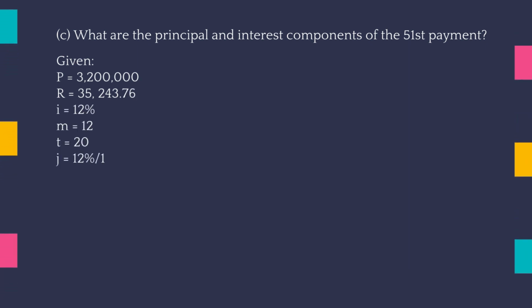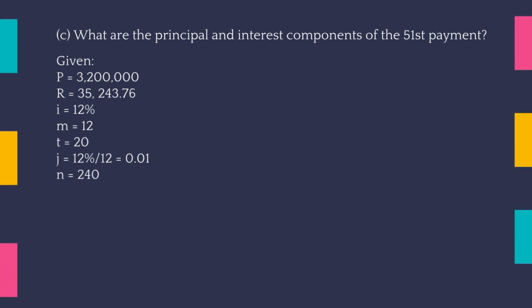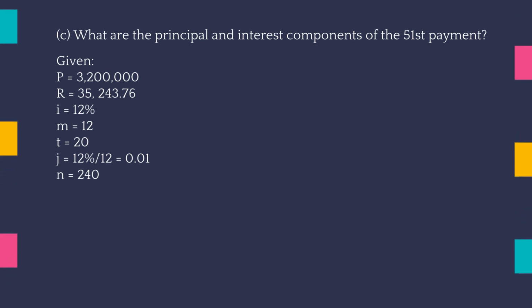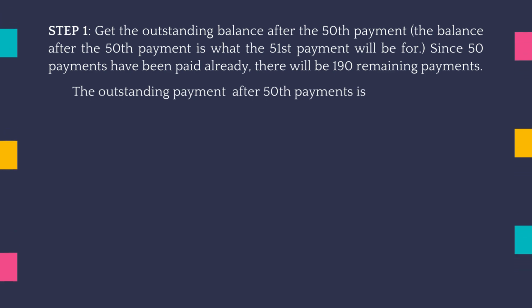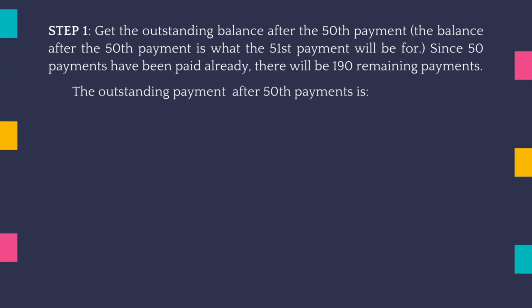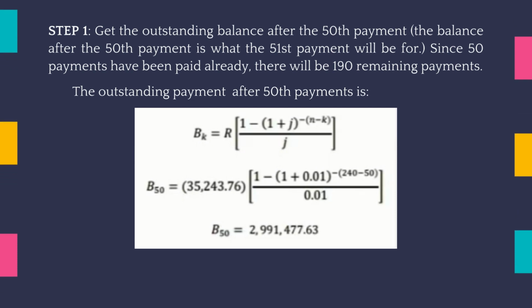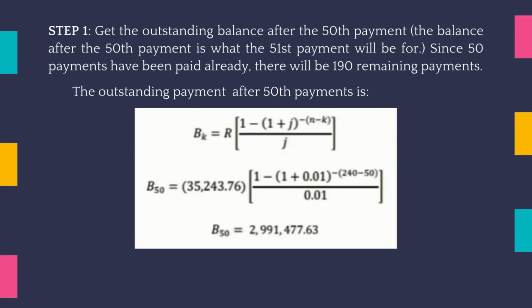The last one is, what are the principal and the interest components of the 51st payment? So the given is, the principal is equal to 3,200,000. The monthly payment is 35,243.76. The interest rate is 12%. The number of periods per year is 12. The time is 20 years. The nominal rate is 0.01, and the number of payments is 240. So to find the principal and interest components of the 51st payment, first we need to find the outstanding balance after the 50th payment using the formula B sub k is equal to R times 1 minus 1 plus j raised to the power of negative n minus k, over j.